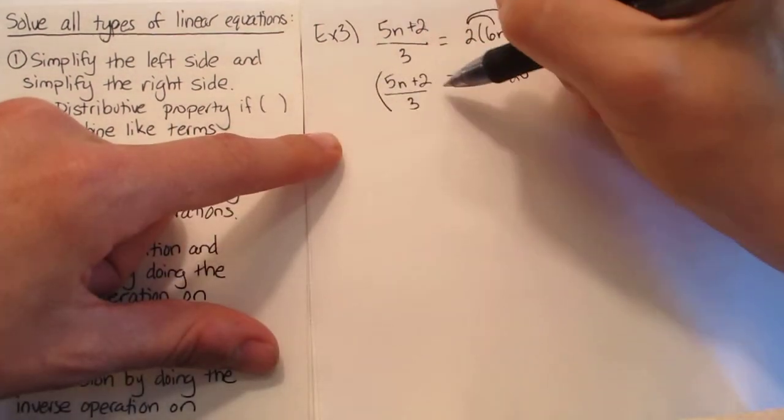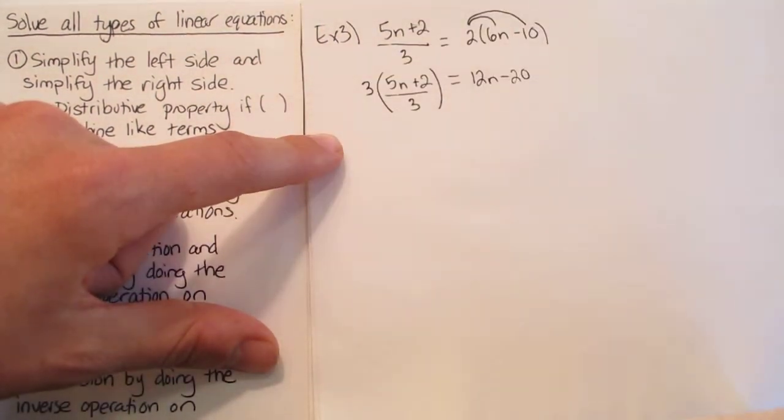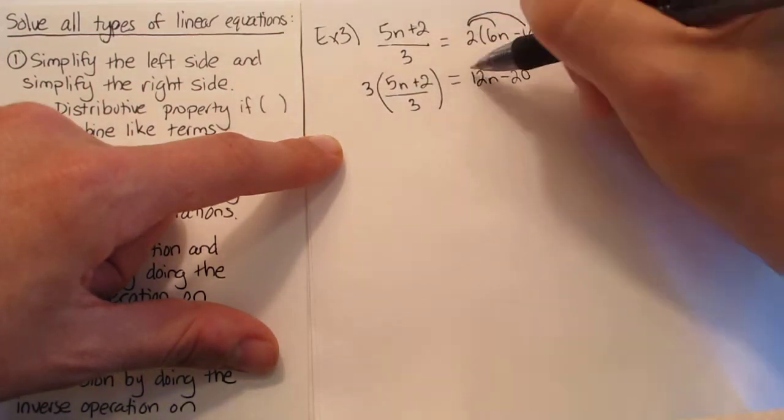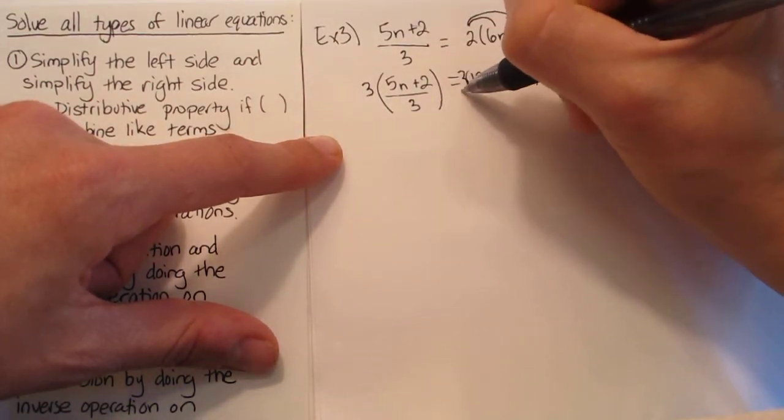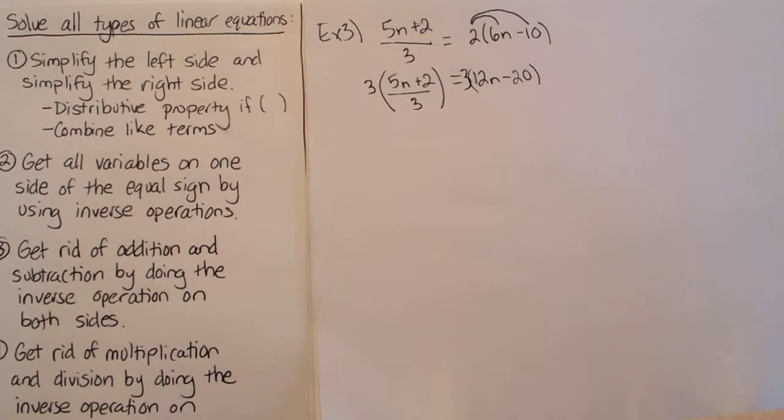So the way I'm going to show that is I'm going to just put a 3 in front of the whole thing. And I'm actually going to do the same thing here. I'm going to put a 3 in front of the whole thing. So I actually have more distributive property here that I have to do. I thought I was done, but I am not.